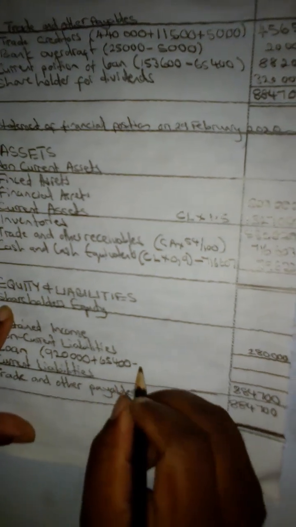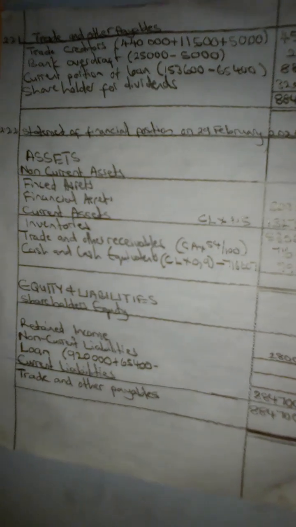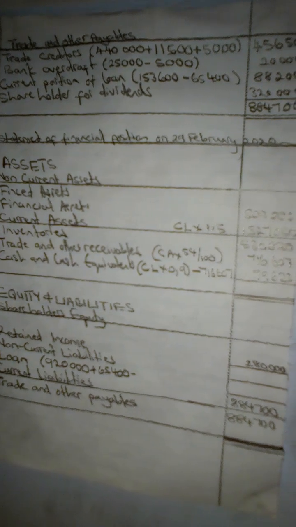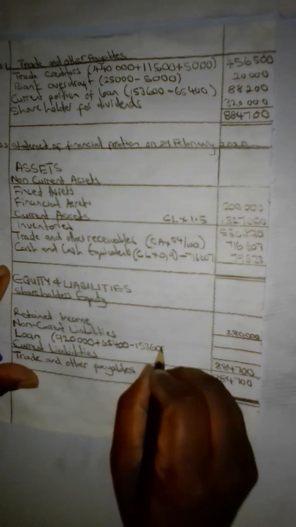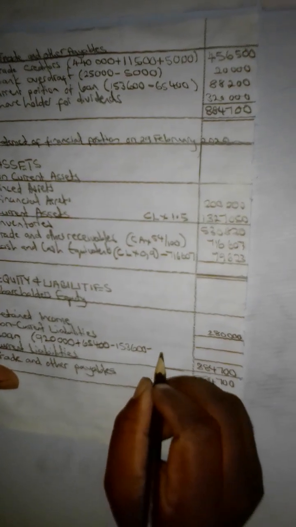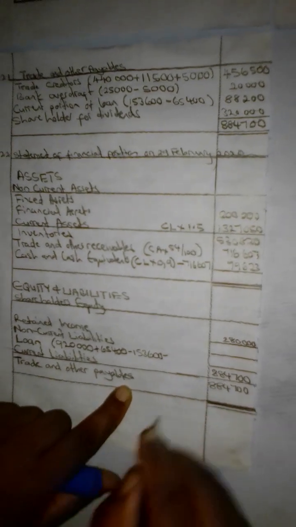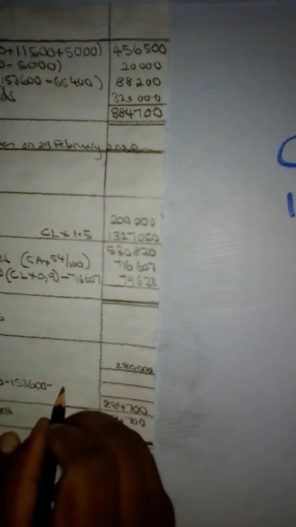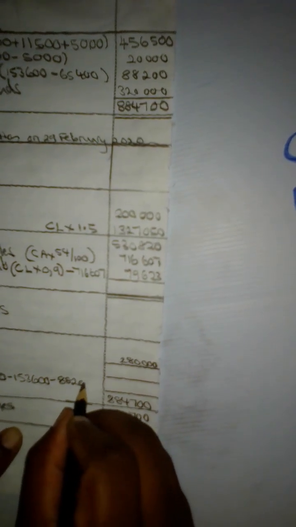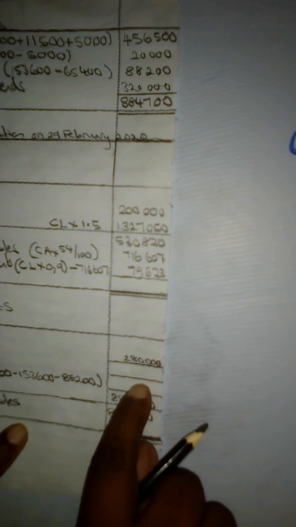And then we minus the repayment, plus interest. The repayment that was made, 153,600. And we also minus the current portion of the loan, which we calculated under current liabilities. The current portion of the loan, we said, is 88,200. This will actually give us the amount of the loan at the end. After working with our calculators, we'll remain with 743,600.